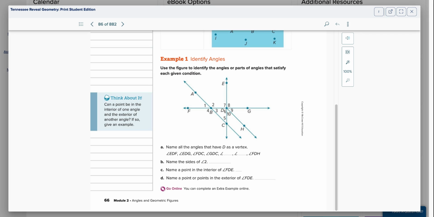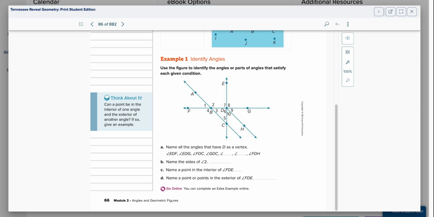All right, and last one, name a point or points in the exterior of FDE. Well, I should never have erased my FDE, so let me draw that back. If A is inside, all of these are ones that are exterior. So I can go with G, H, or C. Name a point or points.